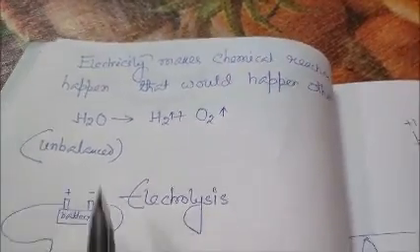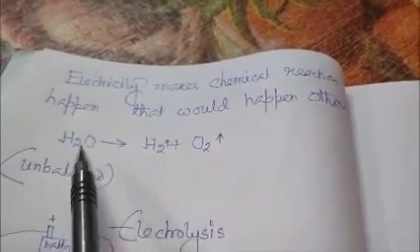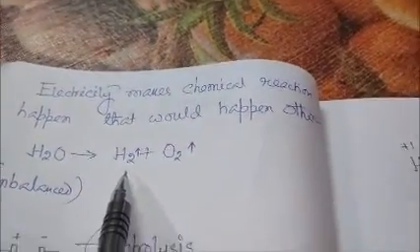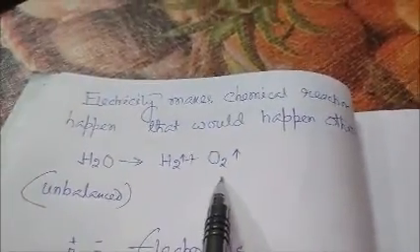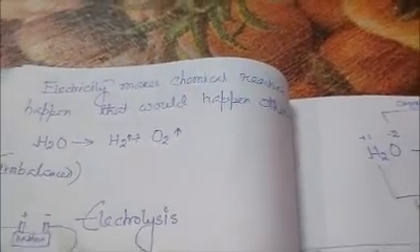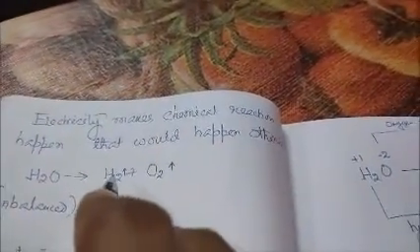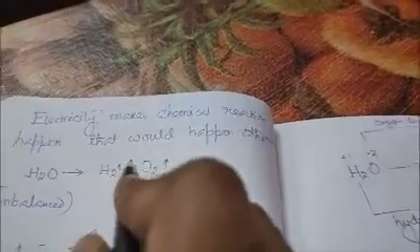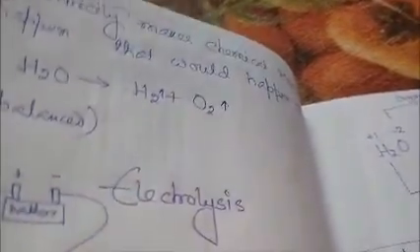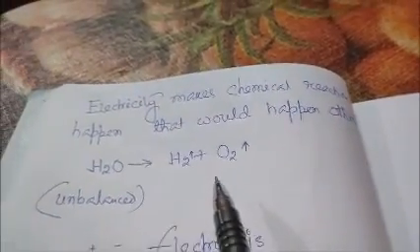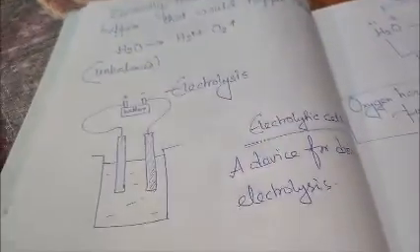So I am taking a very simple example, that is the dissociation of water into its own components, hydrogen and oxygen. It is an unbalanced equation, because I have not done any balancing. If you do the balancing, it will be 2H2O giving 2H2 plus O2. Since it is not very important in this case, I have written an unbalanced equation. Now let's see how it happens.